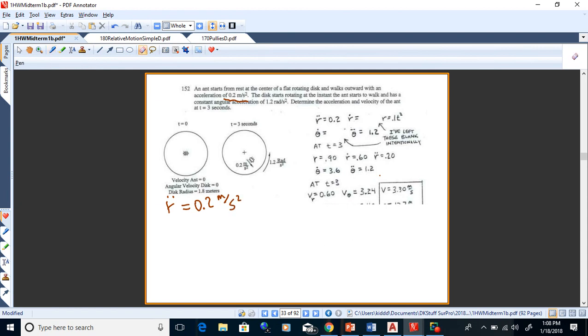And we're also given theta. It's an acceleration, so that's theta dot dot, and what that is, is 1.2 radians per second squared. And notice that the units look pretty good there, don't they? Because I've got r dot dot, which is a change in length, in meters per second squared, and theta dot dot, which is a change in angle, in radians per second squared.